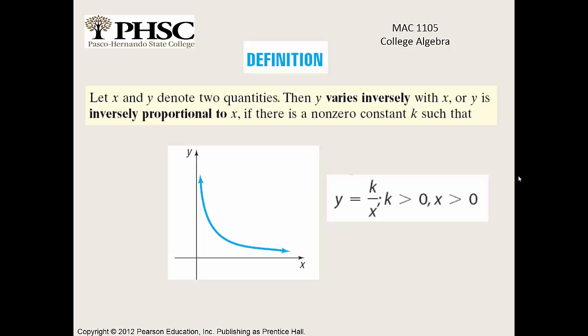The next thing we're going to talk about is inverse variation. So let x and y denote two quantities, then y varies inversely with x, or y is inversely proportional to x, if there's a non-zero constant k such that y is equal to k over x, k is greater than 0, and so is x.